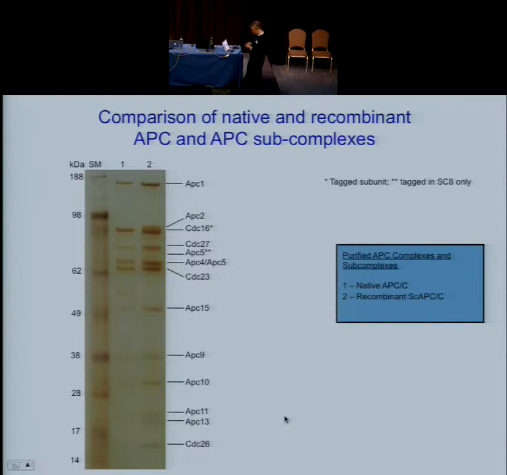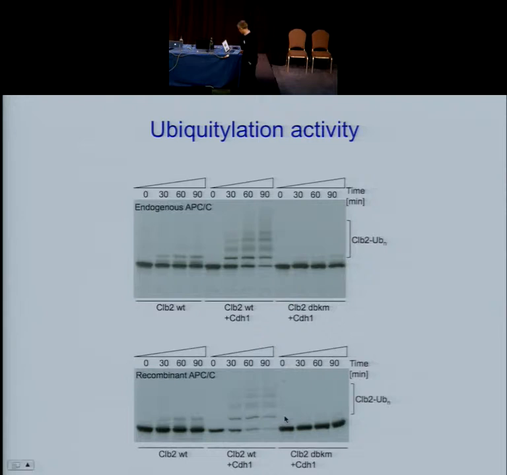This slide shows a silver-stained gel of the native APC compared to the recombinant APC, and there is a direct correspondence of the APC bands between the native and recombinant APC. This recombinant APC is active as an E3 ubiquitin ligase. We can show that it ubiquitinates cyclins in the presence of the coactivator, depending upon the destruction motifs, the KEN box and D box motifs in cyclins. So it is active and it recapitulates the activity of the native APC.